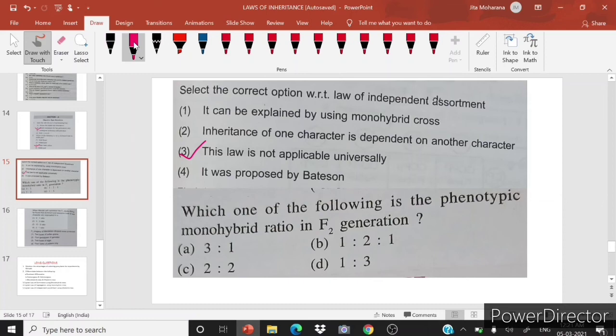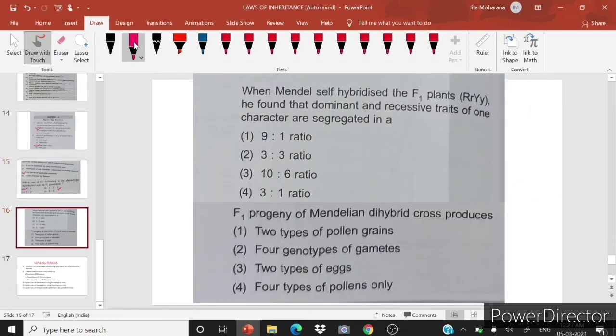Then come to the next question. Which one of the following is the phenotypic monohybrid ratio in the F2 generation? In the monohybrid cross, the phenotypic ratio in the F2 generation is 3:1. Clear? And the genotypic is 1:2:1. Always remember it.